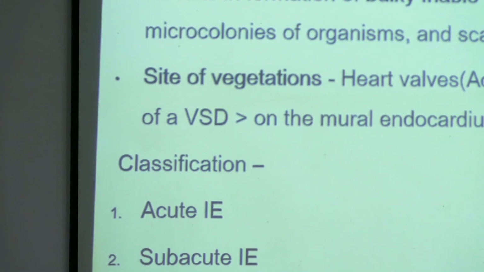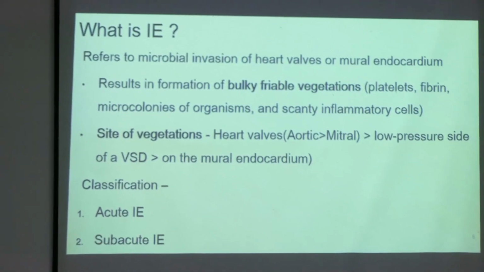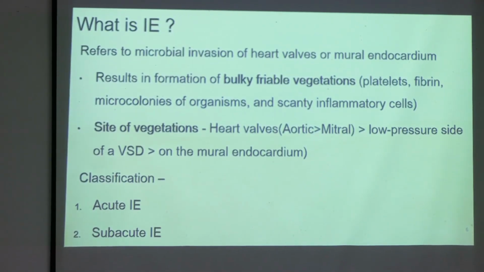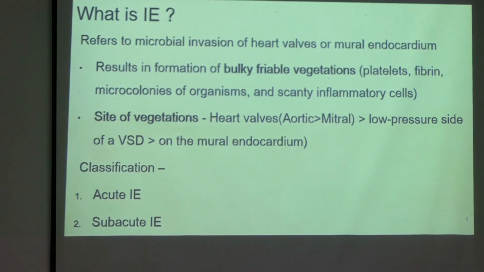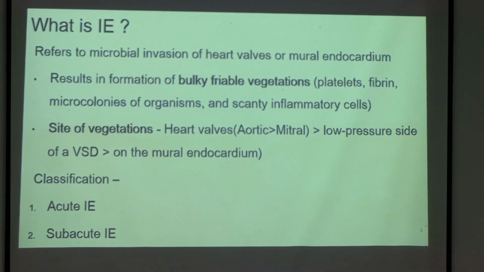Now what are vegetations? Okay, so these are micro-colonies of the organisms. The organisms colonize in your heart endocardium along with platelets, fibrin and other inflammatory cells. Then they form some ball-like structures, which are known as vegetations. The characteristics of infective endocarditis vegetations are that they are bulky and friable. What is bulky? It's bigger in size. And what is friable? Easily breakable. So they are easy to break.